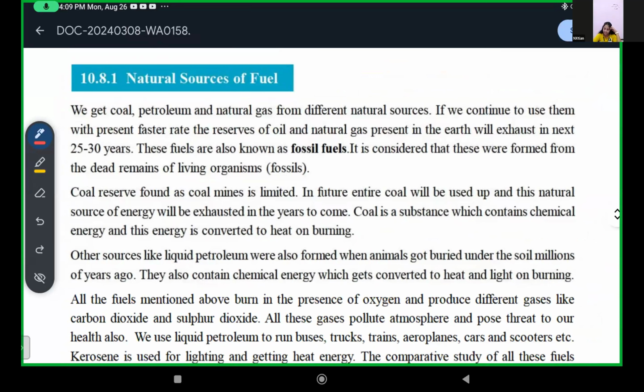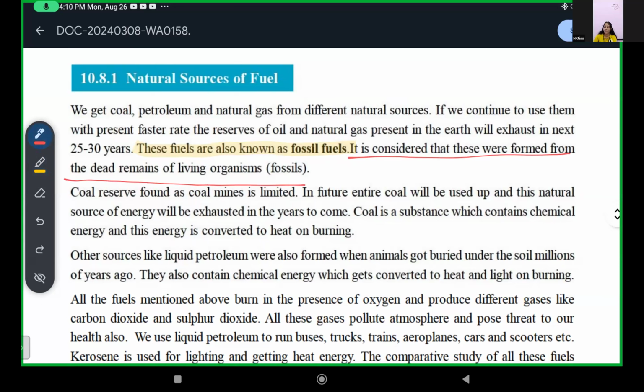If we continue to use them at the present faster rate, the reserves of oil and natural gas present in the earth will be exhausted in the next 5 to 30 years. These fuels are also known as fossil fuels. Have you heard this term before? Fossil fuels? Hello, hope you can hear me. Yes, ma'am. So fossil fuels are the natural fuels. It is considered that these were formed from the dead remains of living organisms. The dead remains of living organisms are called fossils. So fossil fuels are formed from those fossils.